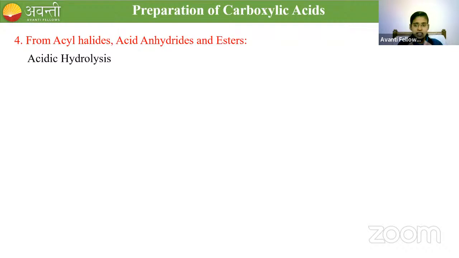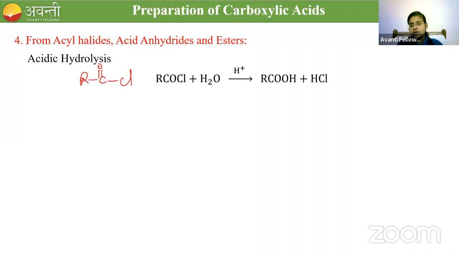Okay, acid means H plus, hydrolysis means water. Reaction of water with H plus into acyl halide. Acyl halide formula is COCl. RCOCl is acyl halide, RC double bond O Cl. If you treat this with water, the COCl part will be converted to COOH with the removal of HCl.